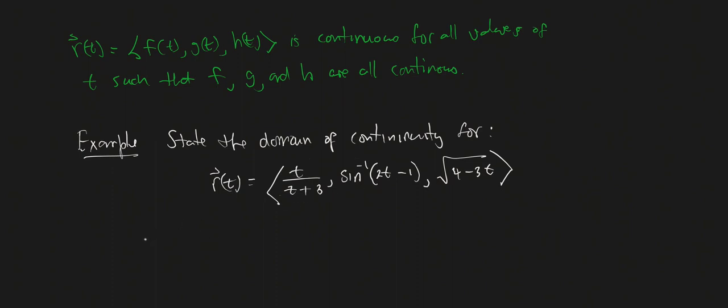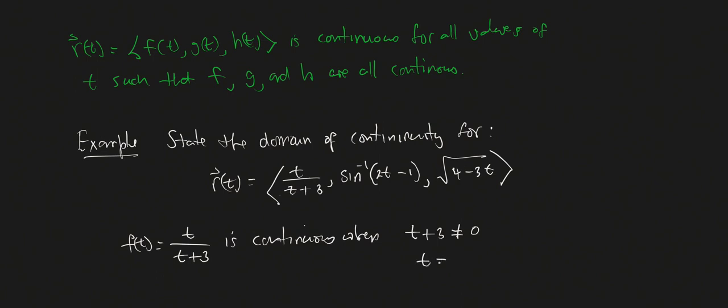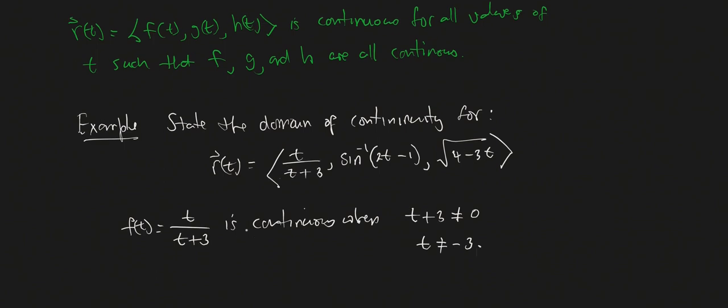If I call this f of t, so f of t equals t over t plus 3, this is a rational function, and we know that rational functions are continuous whenever their denominator is never 0. So this function is continuous when t plus 3 is not equal to 0. That's the same as saying t is not equal to -3. All right, good. Let's move to the middle component.